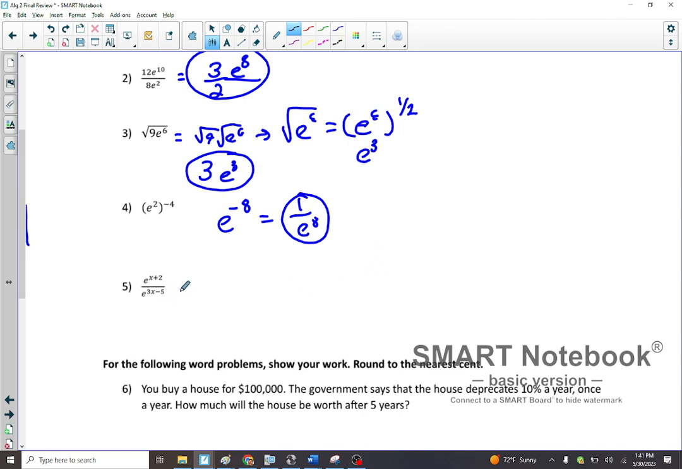Next one. Remember, when you have exponents that you have on top and bottom, you are subtracting. So all I'm doing is doing x minus 3x, which is negative 2x, and 2 minus negative 5, which is 2 plus 5, or 7.